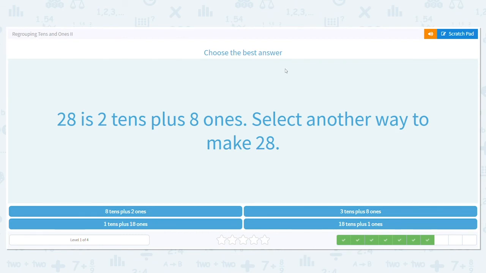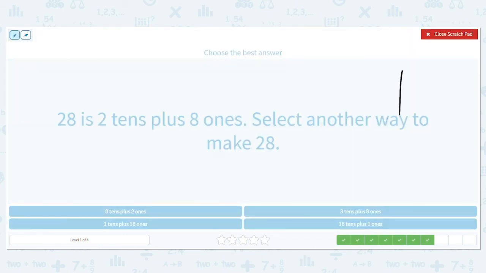Good job so far. Now we're doing 28. 28 is the same as 2 tens plus 8 ones. So I go next door to the tens. What am I going to make it? A 1, because I'm taking a group of 10. That group of 10 gets with the 8 to make 18. What is my new answer? I have 1 ten and I have 18 ones.